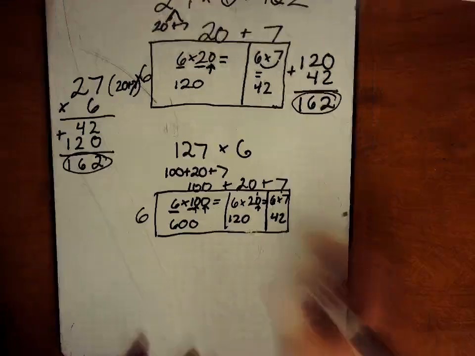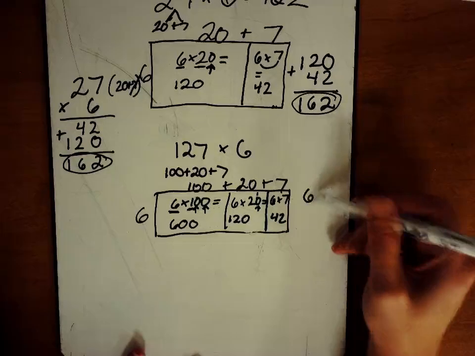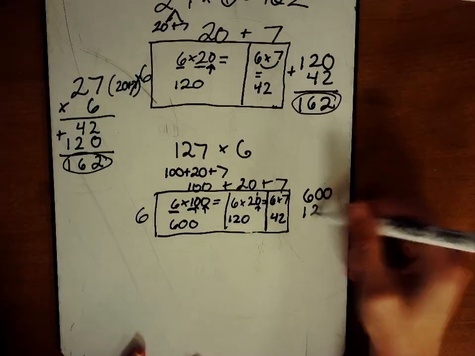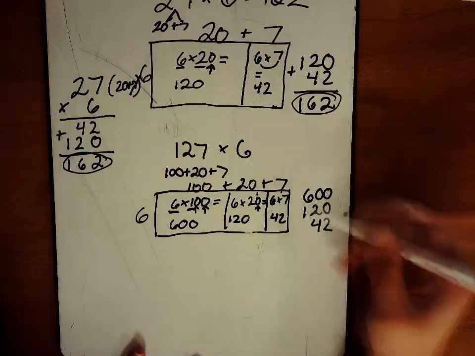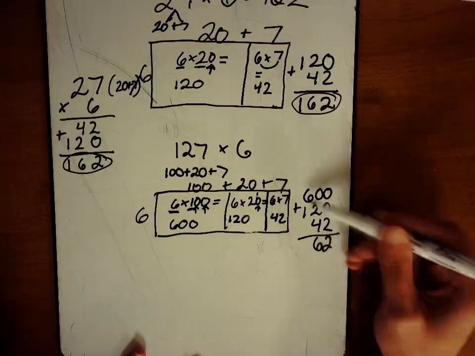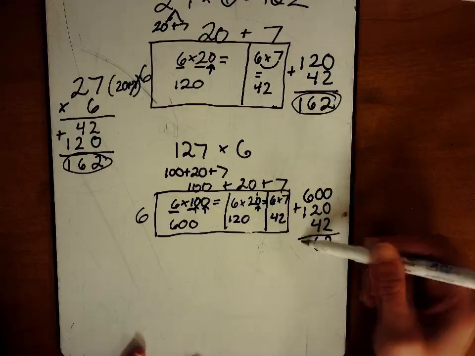So here, I'll go ahead and add my partial products for a total of 2, and 40 plus 20 is 60, and 600 plus 100 is 700.